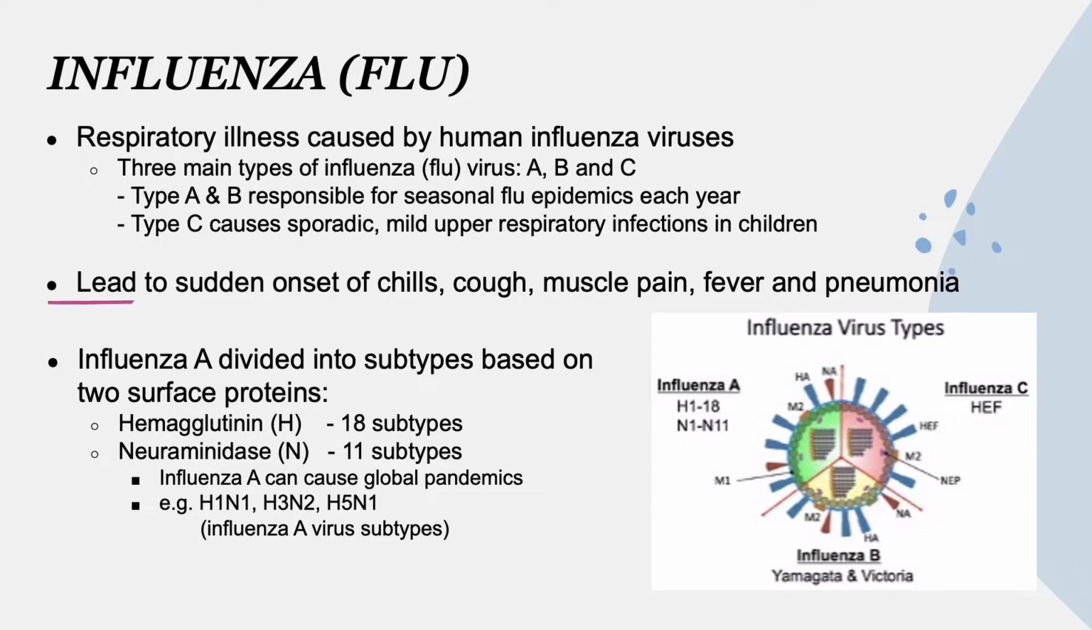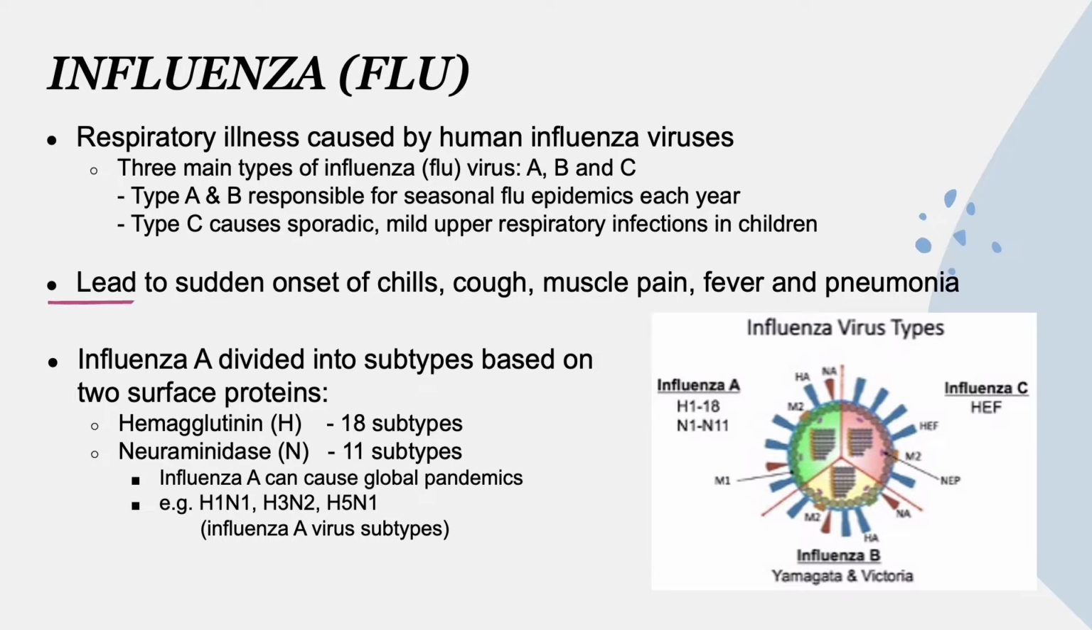Influenza, which is also known as the flu, is a respiratory illness caused by human influenza viruses that infect cells of the respiratory tract. There are three main types of influenza virus: type A, B, and C. The influenza A viruses are found in animal and human populations, whereas humans are considered the reservoir hosts of influenza B and C. The type A and B viruses routinely spread in people and are responsible for the seasonal flu epidemics each year, while the influenza C viruses cause sporadic, mild upper respiratory infections in children.